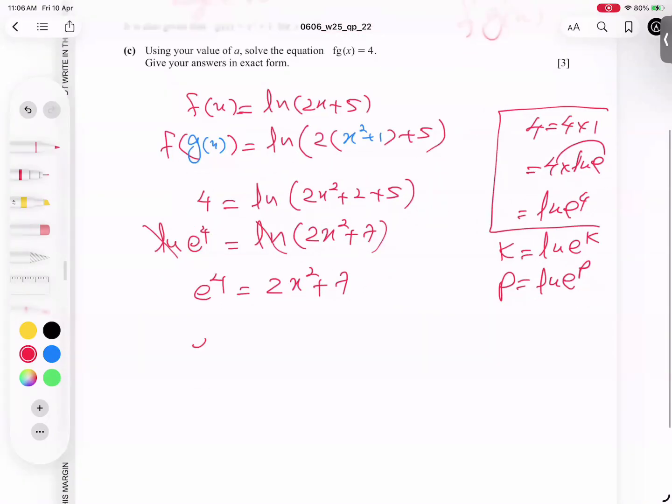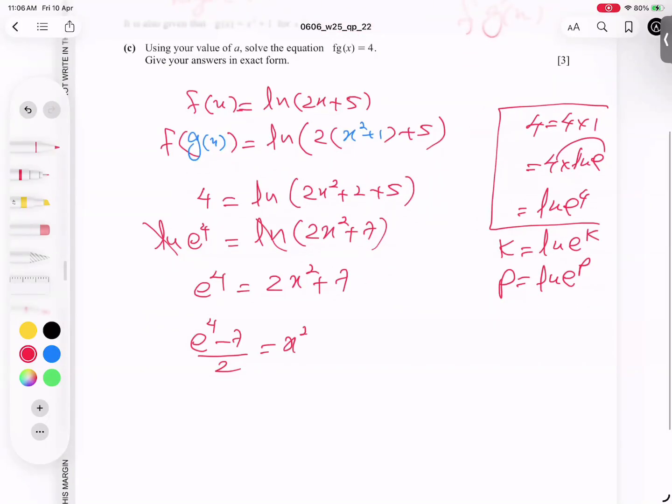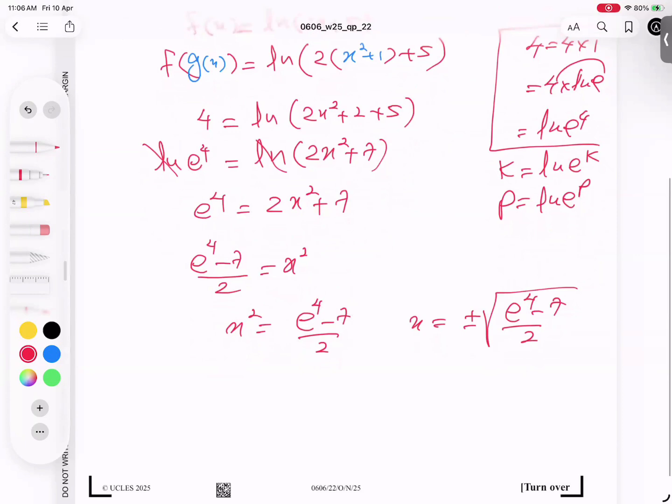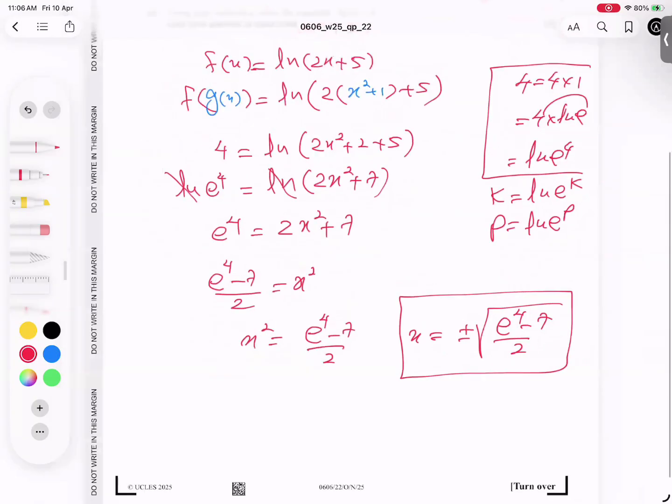Now 7 will go on this side and 2 will divide. We get this, and switching, we got this. So we'll take a root, plus and minus, of (e to the power 4 minus 7) over 2. Okay, I hope the concept is very clear. He's asking for the exact value, and that's it. And the question is completely clear.